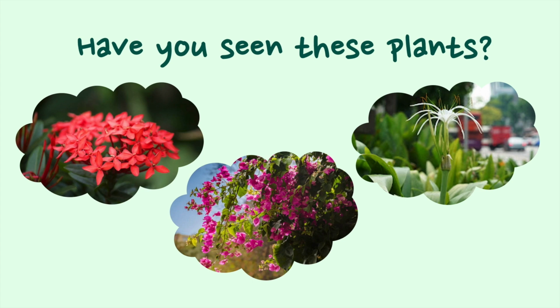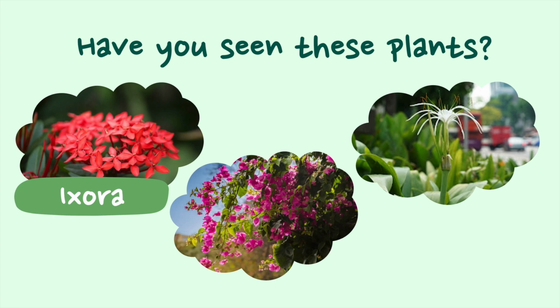The first plant is called an ixora plant. You can spot this plant by looking out for a group of tiny red flowers. They usually grow in bushes. These flowers are called ixora flowers.